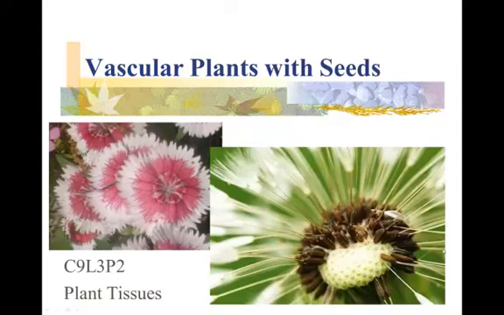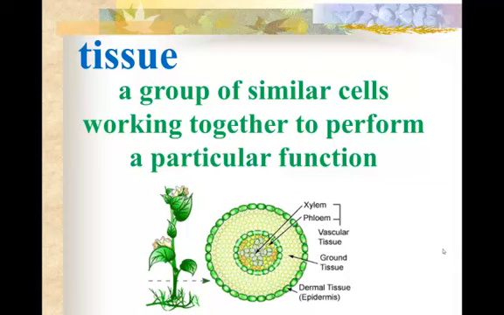In this lesson, we're going to talk about plant tissues. Now remember, we have cells, tissues, organs, and systems. And a tissue is a group of similar cells that work together to perform a particular function.